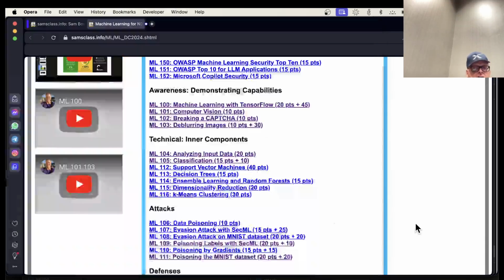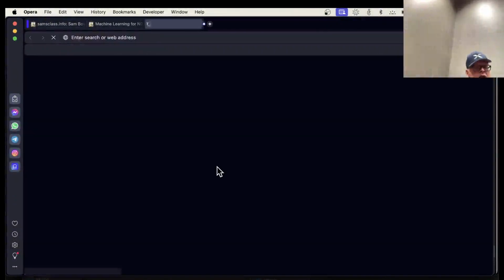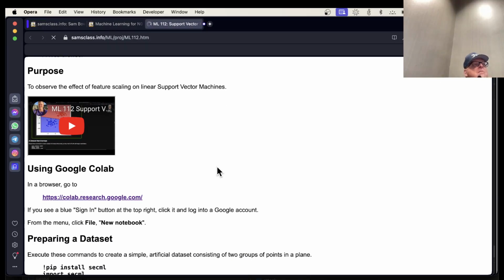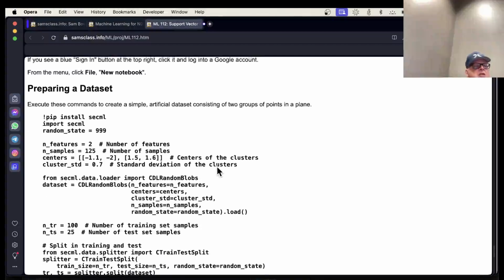Because these are pretty awesome. I'm very happy with these things. Support vector machines are extremely valuable. Pretty much you just put a straight line through the data. But since you can use modified data, that straight line can be something that looks curved.